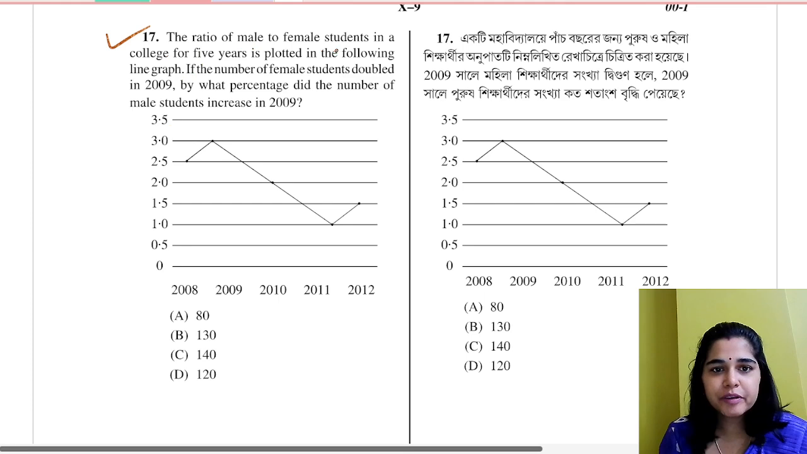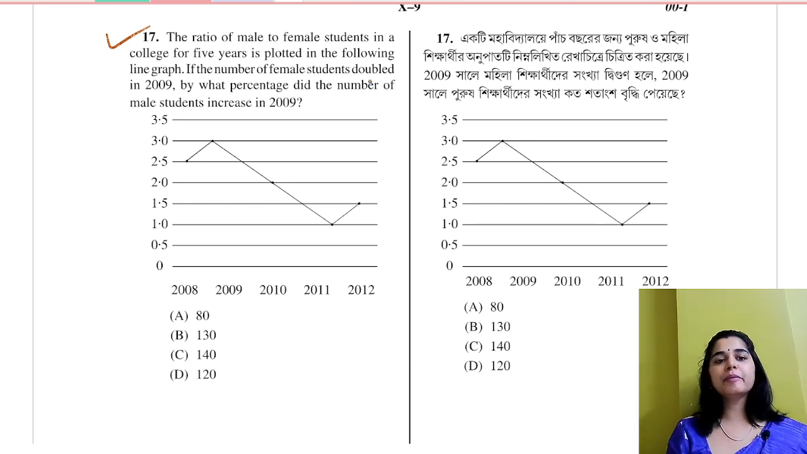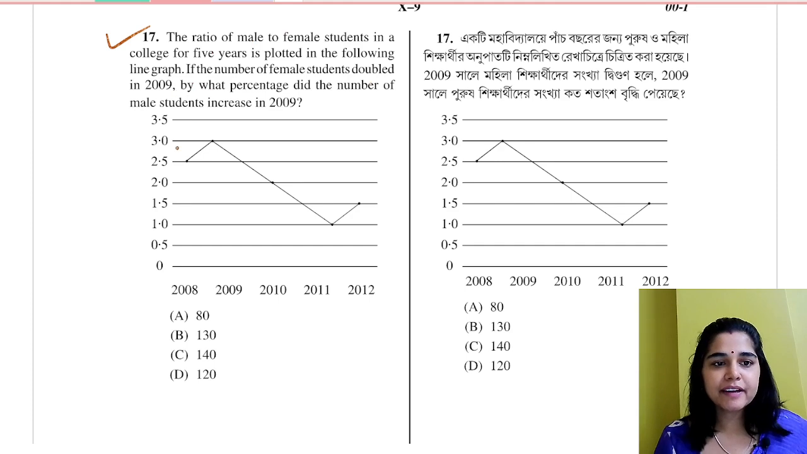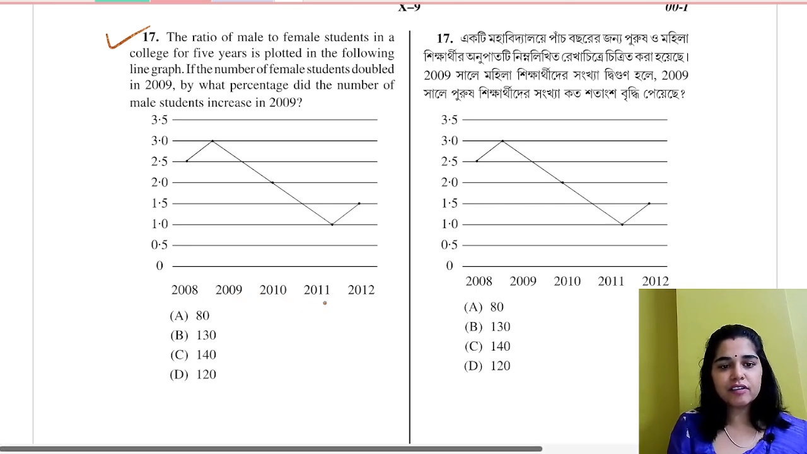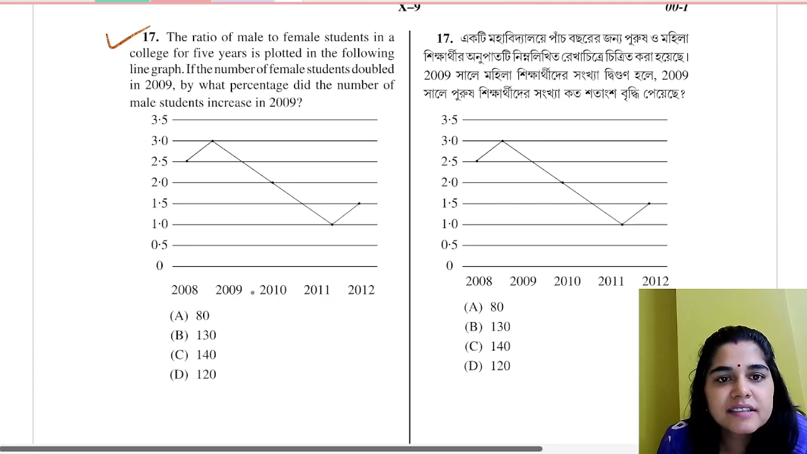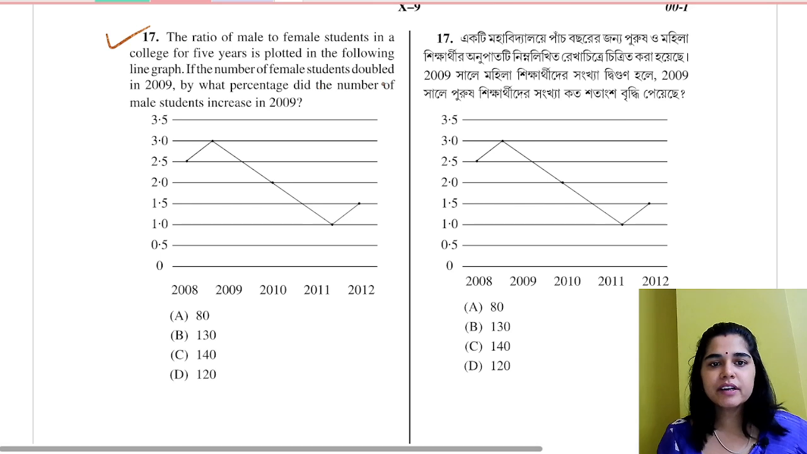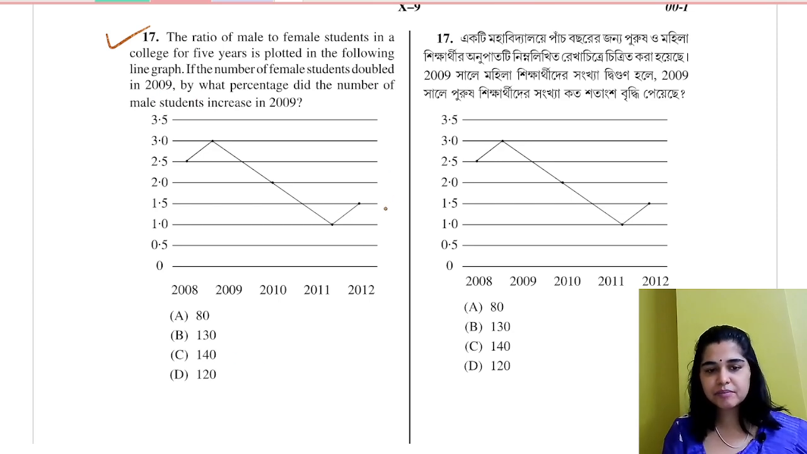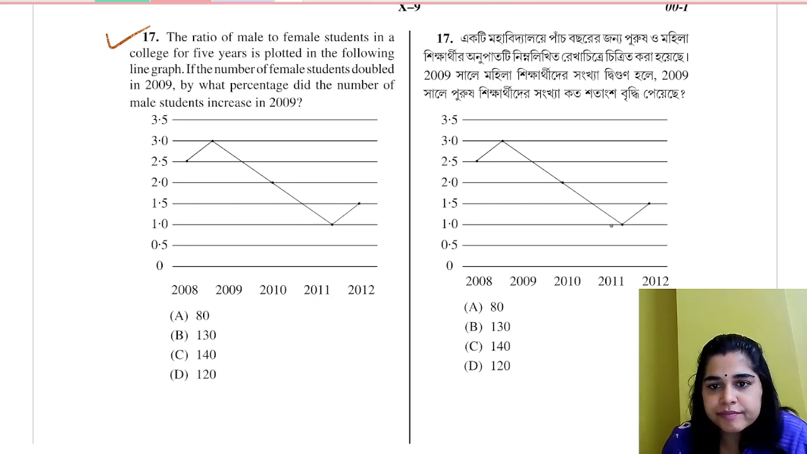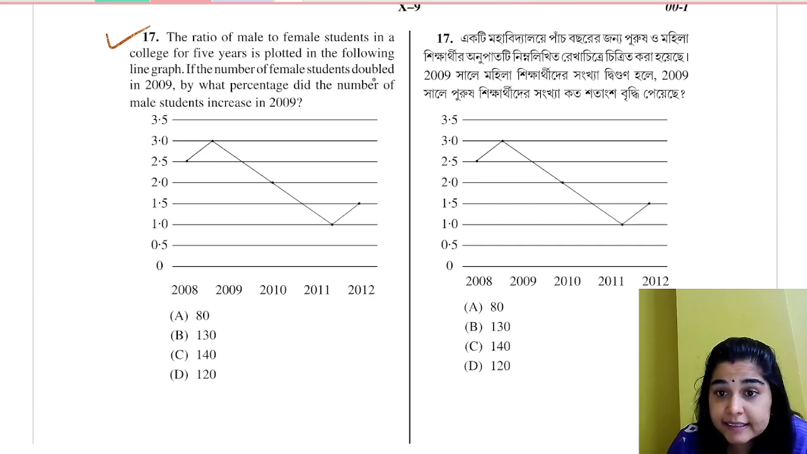The ratio of male to female students in a college for 5 years is plotted in the following line graph. So male and female students are in a college. They plotted it for the 5 years 2009 and 2008, 9, 10, 11, 12. If the number of female students double in 2009, they are giving some information here that we have to write down.